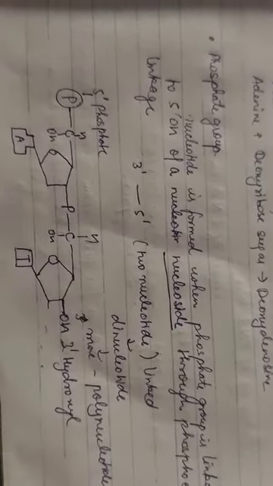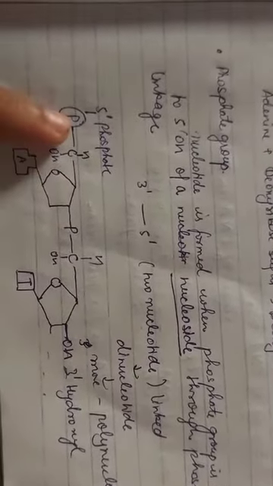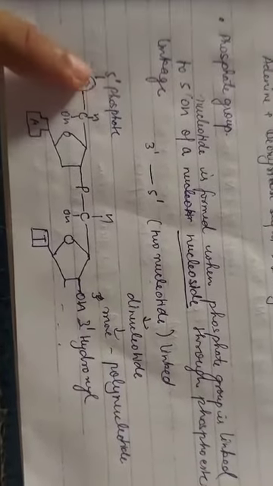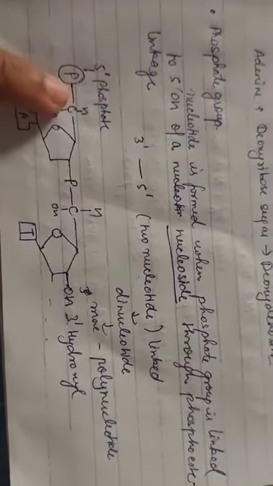Now coming to the phosphate group. A nucleotide is formed when a phosphate group is linked to the 5'-OH. At the 5'-OH the phosphate will be linked, and at the 3' position the OH will be free. So this is the phosphate group which will be attached to the 5' of the nucleoside. What is the bond? Here the phosphodiester bond will be formed.